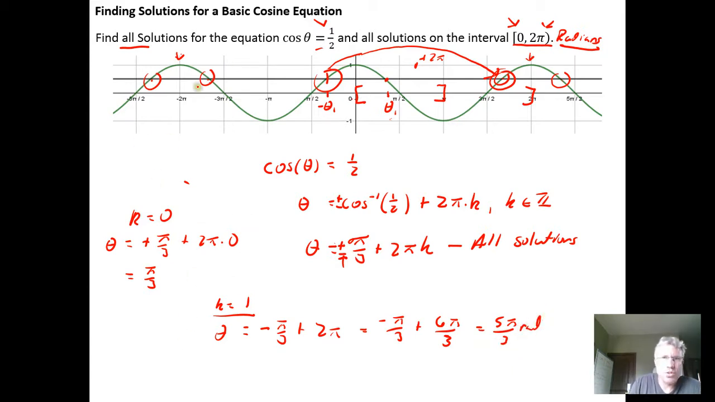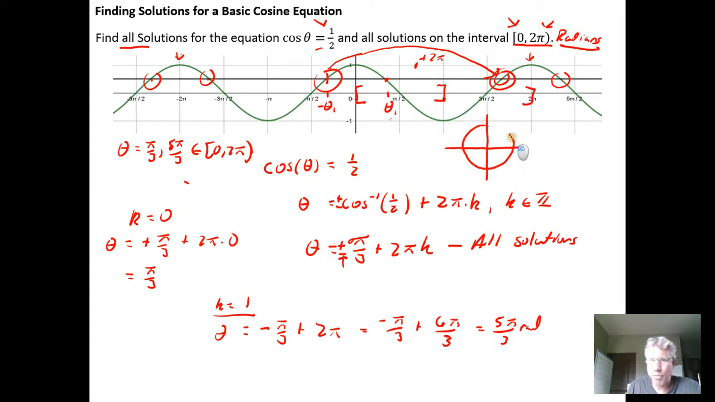So the two solutions on this interval are theta equals pi over 3 and 5 pi over 3, both elements of the interval from 0 to 2 pi. We could have got this less mechanically just by thinking about the unit circle, of course. There's more than one approach to doing things.